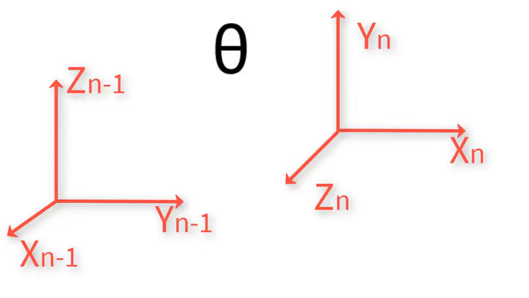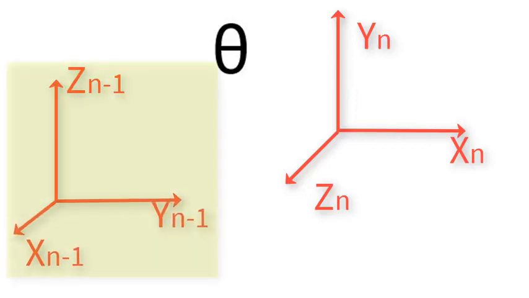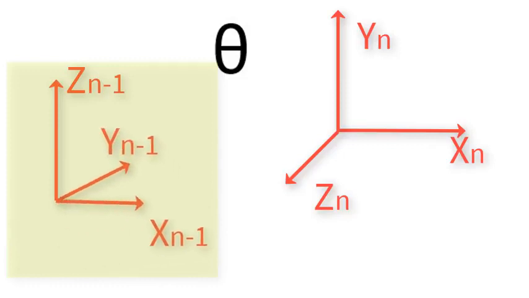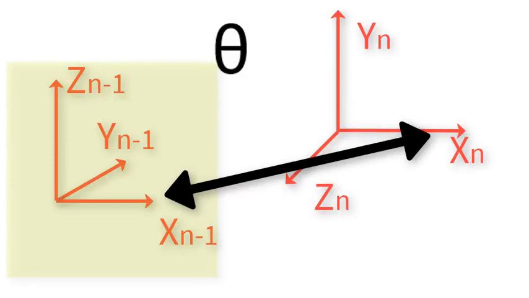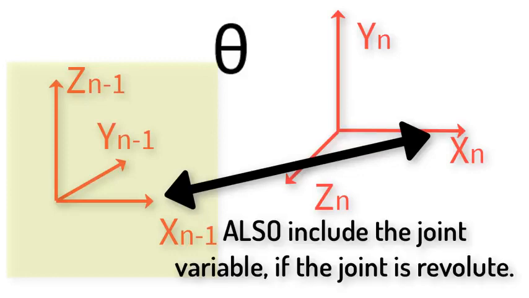Theta is the amount that we have to rotate frame n-1 around the axis zn-1 in order to get axis xn-1 to match the axis xn. Also, we have to include in this parameter any rotation of the joint if the joint is a revolute joint, because this rotation is also a rotation around the axis zn-1.